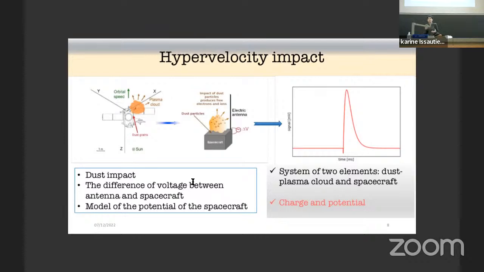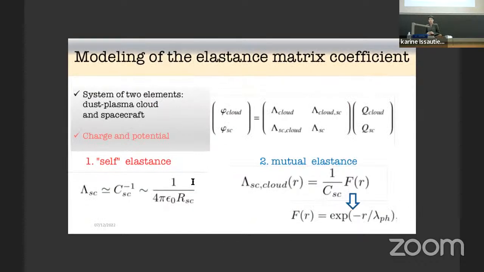So here we assume that we have the spacecraft in the monopole mode. We have a system of two elements. We consider that one element is the spacecraft and the other element is the impact cloud. Each of those elements is defined by charge and potential. So here we wanted to model an elastance matrix that will connect those two components of the system.